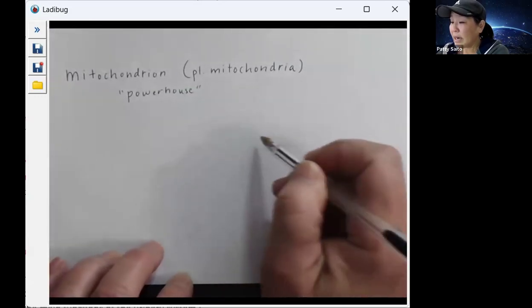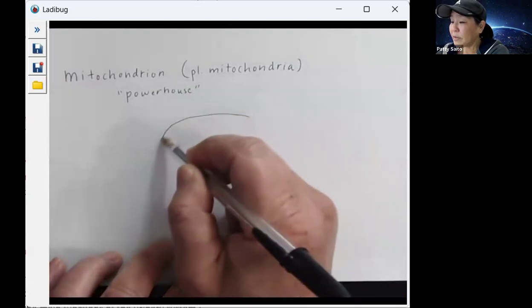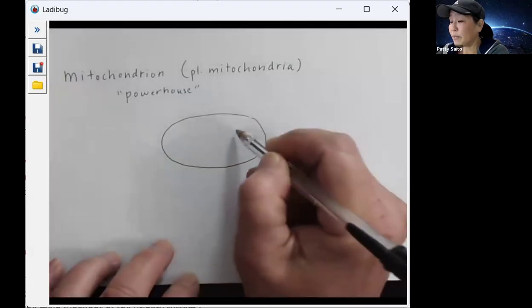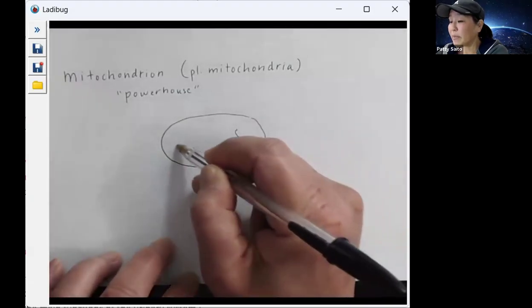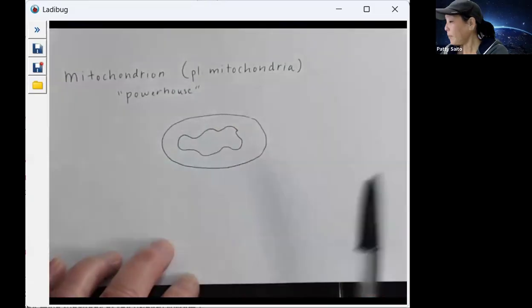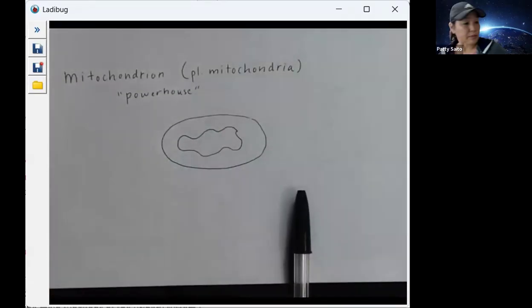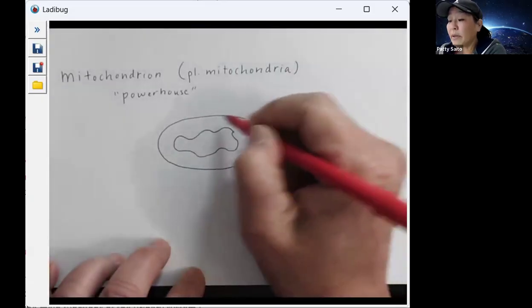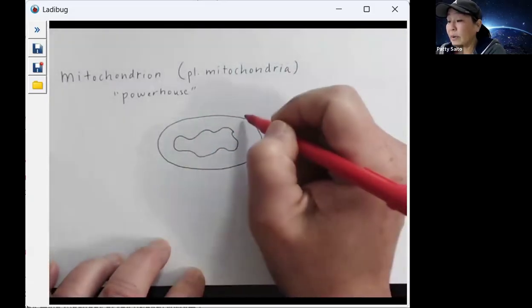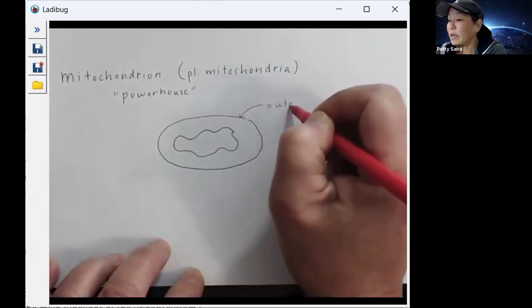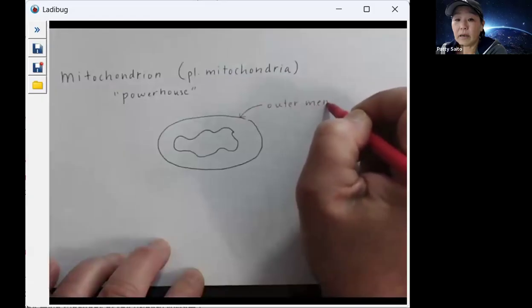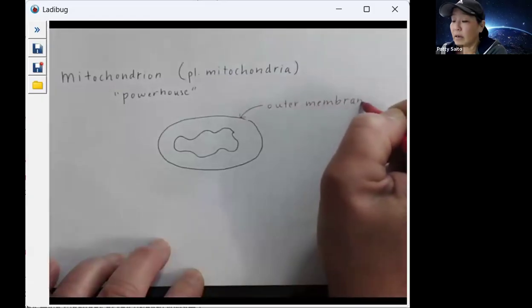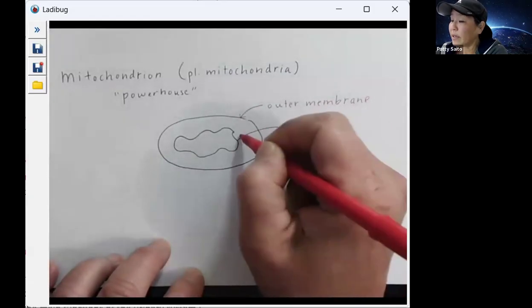I'm going to draw a mitochondrion. I'll draw a little one here, and then a big one because we're going to show all this happening, and I'm going to label it. This is a mitochondrion. It has two membranes, a double membrane. This is called the outer membrane, and this is the inner membrane.